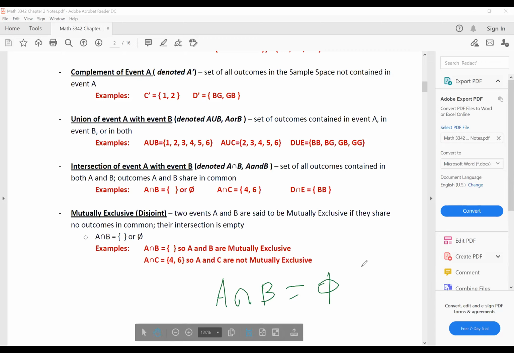And their probability is 0. We'll discuss this later, the probability of two mutually exclusive events. And here A and C, if you take the intersection, it has 4 and 6. So it is not empty. So that means they are not mutually exclusive. And when you will be calculating the probability of the union of two sets, you will need this information, whether they are mutually exclusive or not. If they are mutually exclusive, you will have one formula. And if they are not mutually exclusive, you will have a different formula to calculate the probability of A union B. So this is really important when you will be calculating the probability.